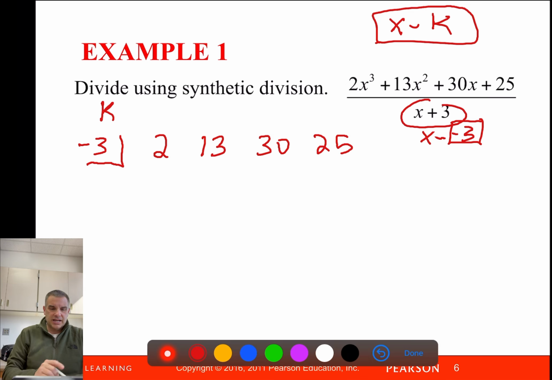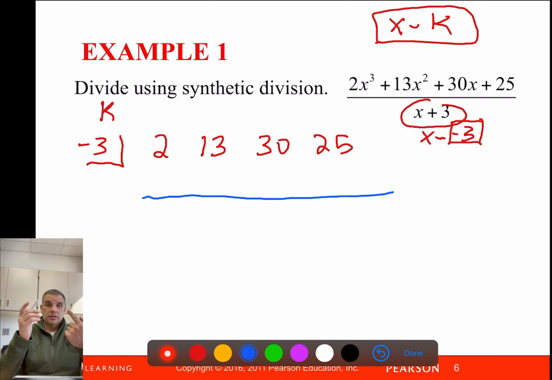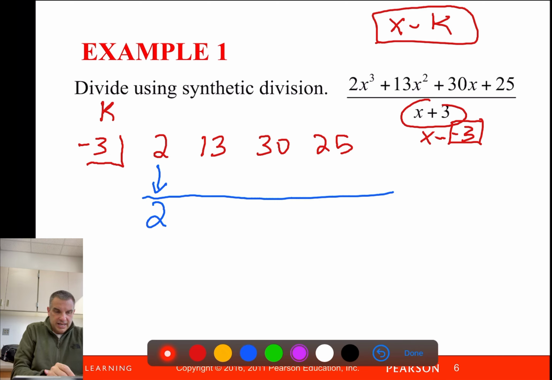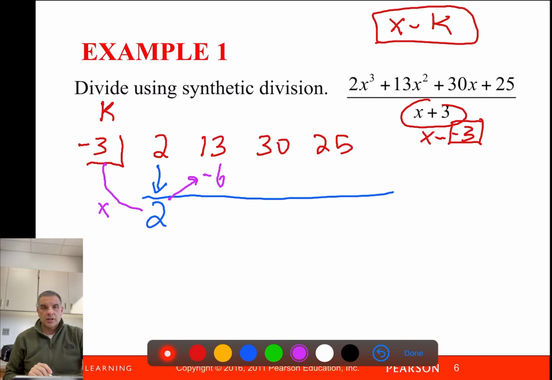So that's kind of our second part. The next thing we're going to do is draw a line. Now, step 1 is to drop that number straight down. So we're going to drop that 2 straight down. That's step 1. Step 2, we're going to take -3 times 2. The result of taking -3 times 2 is going to go right there. So -3 times 2 is just -6. Okay, so it goes from below the line to above the line.